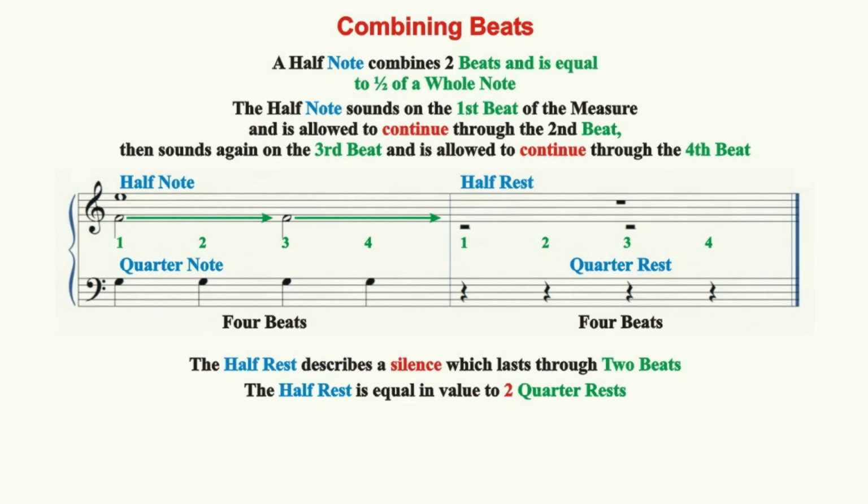The symbol for a half note appears as an oblong circle with a stem attached to it. The half note is equal to 2 quarter notes and is also equal to 1/2 the value of a whole note. A half note, as played on the piano, would be struck on the first beat of the measure and allowed to continue through the second beat. It would be struck again on the third beat and allowed to continue through the fourth beat.